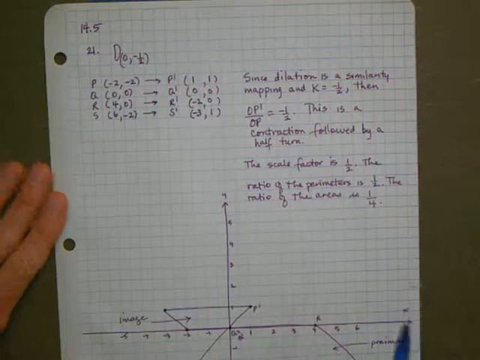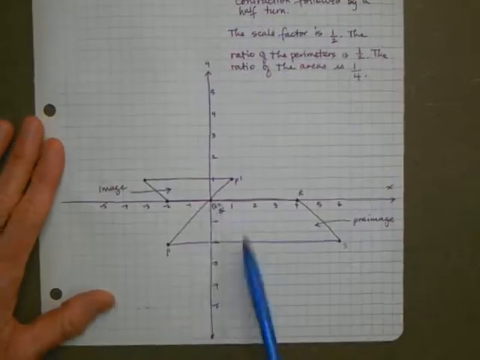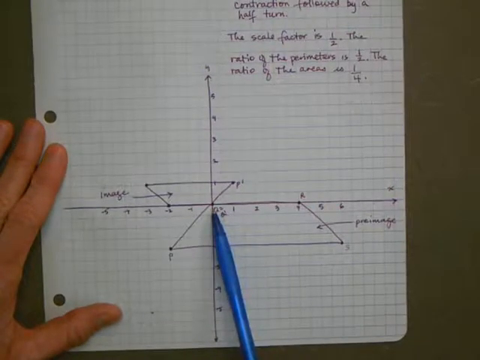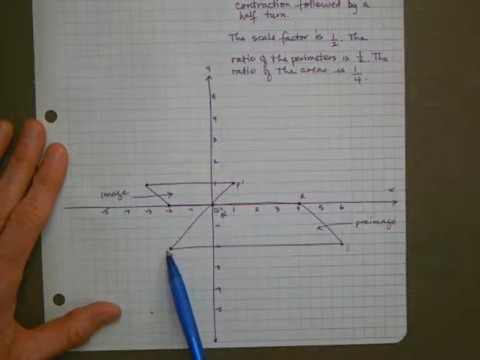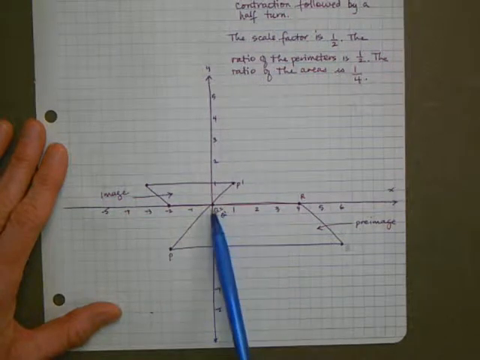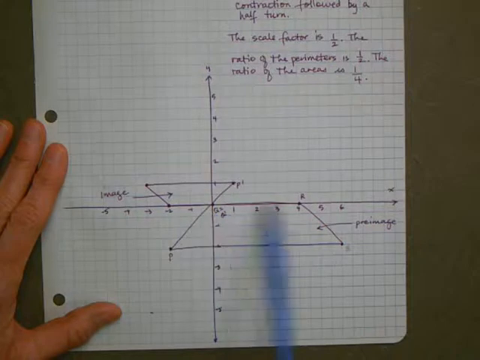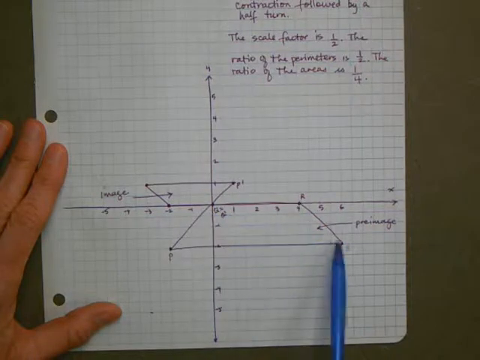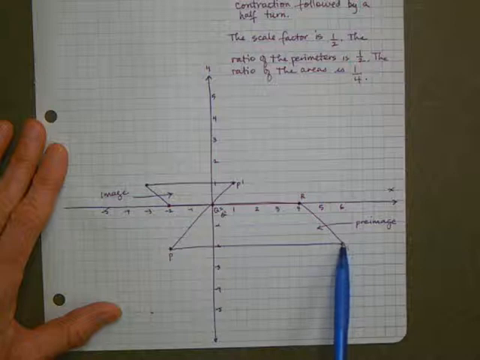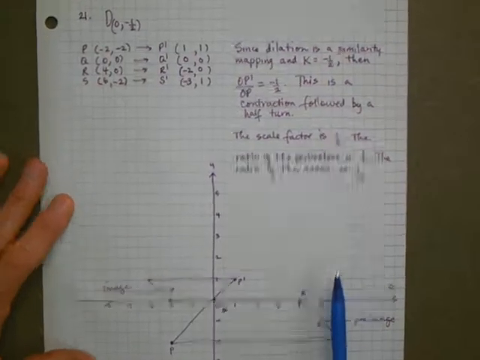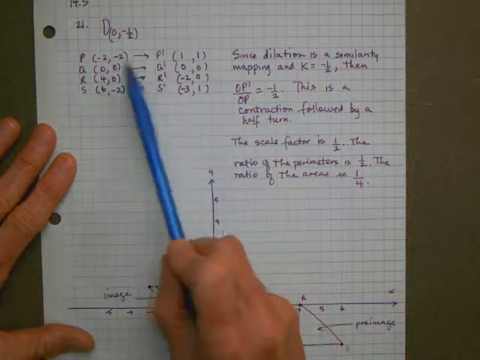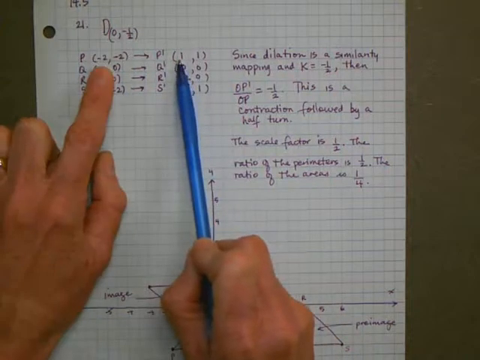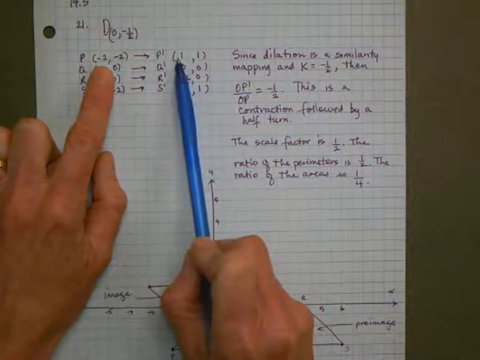So you can see that right here I plotted the points P, Q, R, and S. Point P here was (-2, -2). Point Q here is the origin, which is also the center of the dilation. Just make note of that. Point R is (4, 0). Point S is (6, -2). All right, so now it's time to apply our dilation and see what happens to the points. So I multiply each one of these by negative a half.